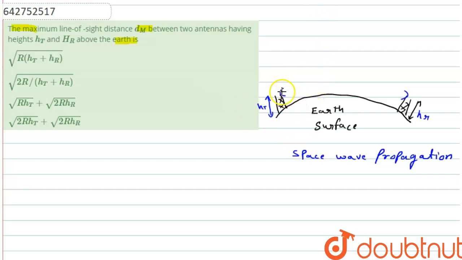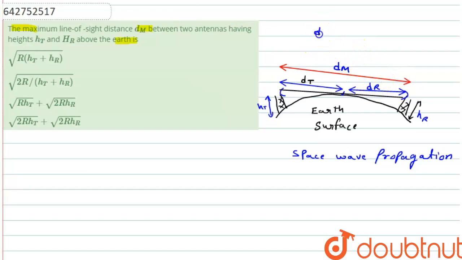If the signal is moving from this point to this point, then this is a tangent point on the Earth's surface. The distance from the transmitter to this tangent point is dt, and similarly the distance from this point to the receiver is dr, where capital R is the earth's radius as given in the question. So the distance between the transmitter and the receiver is dm, which is the line of sight distance.